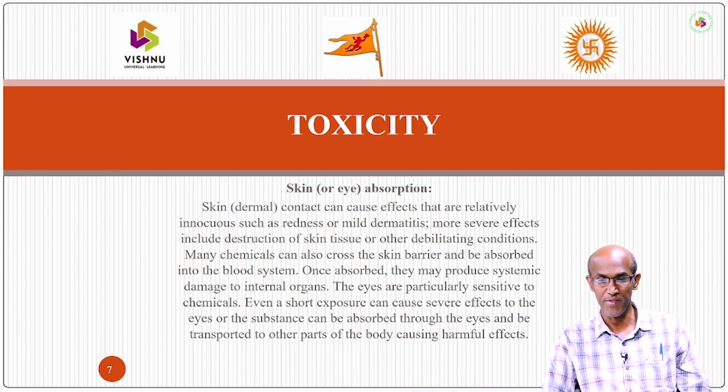Skin or eye absorption. Skin contact can cause effects that are relatively innocuous, such as redness or mild dermatitis. More severe effects include destruction of skin tissue or other conditions. Many chemicals can also cross the skin barrier and be absorbed into the blood system. Once absorbed, they may produce systemic damage to the internal organs.